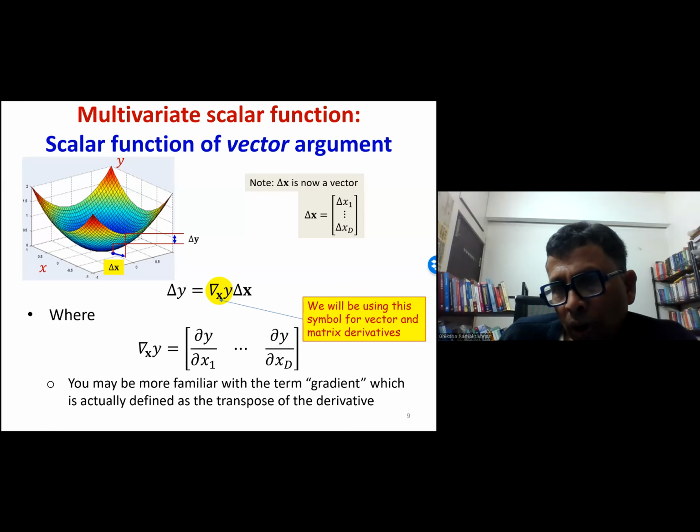So, Yushan, what do you mean by numerator layout? Can you explain? Okay, well, let's skip that question.